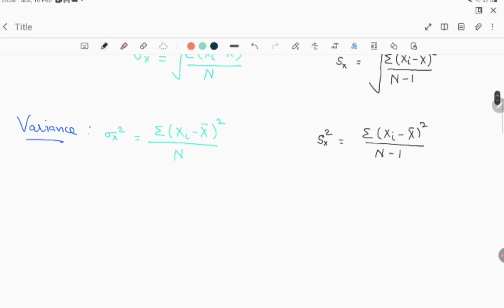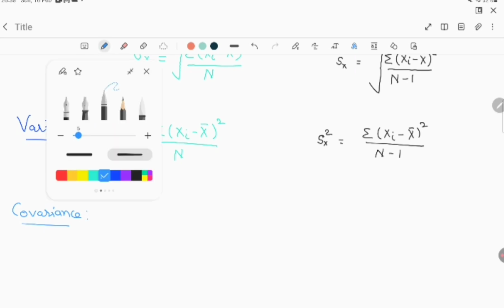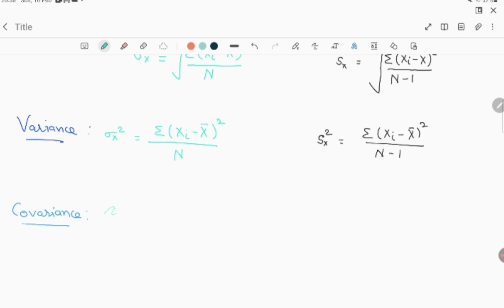Now the covariance. When two variables change simultaneously, the covariance of xy is equal to one upon n, summation i equals 1 to the total number of observations, xi minus x bar and yi minus y bar.